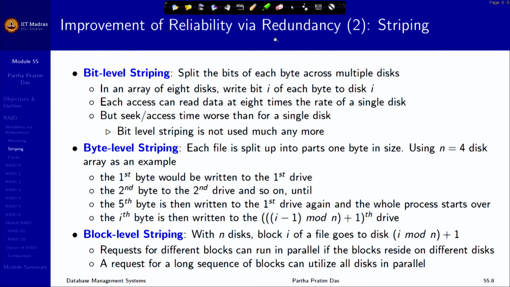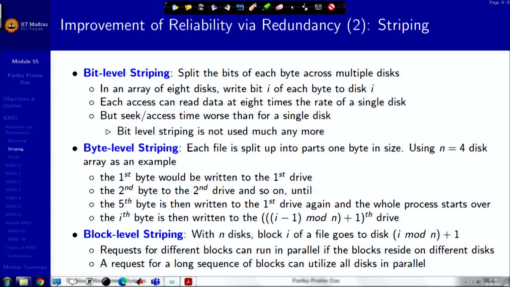Second is called striping. As we have stripes on a shirt, it is like that. Instead of keeping the entire data unit in one disk, you split and spread it over multiple disks, and you can do that at bit level, byte level or block level. In bit level, you split the bits of each byte across multiple disks. Assuming you have an array of 8 disks, you write bit I of each byte to disk I, right. It is all distributed.